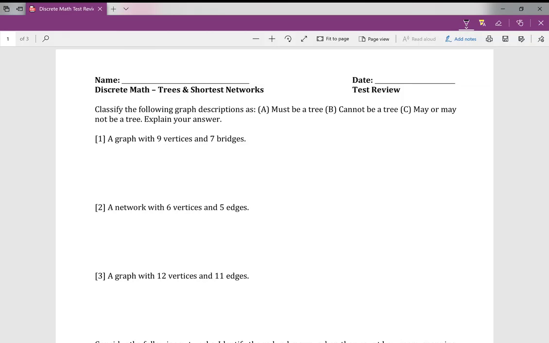Okay, so this is our test review for Discrete Math, Chapter 7. And in problem 1, if we work this out, we can work it out by drawing. We can draw our 9 vertices and our 7 bridges, 1, 2, 3, 4, 5, 6, 7. We see that leaves a disconnect, and this is not a tree.